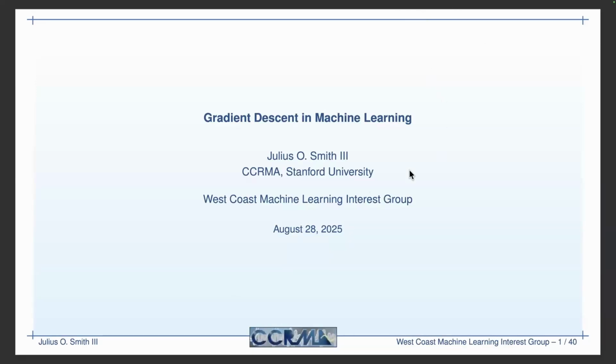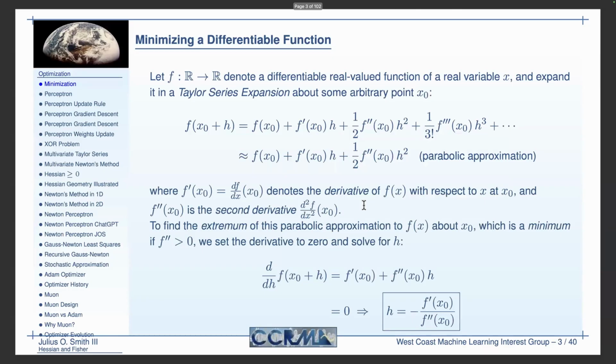So this is an update on last week, which was the August 28th. Now I corrected the date to last week, so I'm 1 week behind there. So what we did was review minimization of functions.